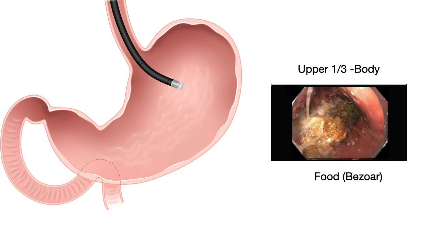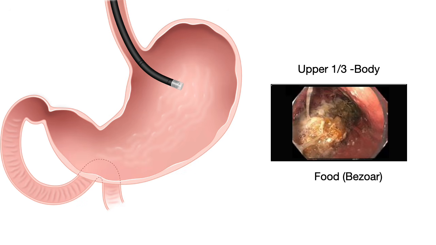In patients who have had diabetes for a long period of time, or patients who have obstruction of the stomach, for example, pancreatic cancer causing duodenal obstruction or obstruction of the outlet of the stomach, sometimes the food may not be able to go down and it is retained, and that is the food bezoar that you see here.